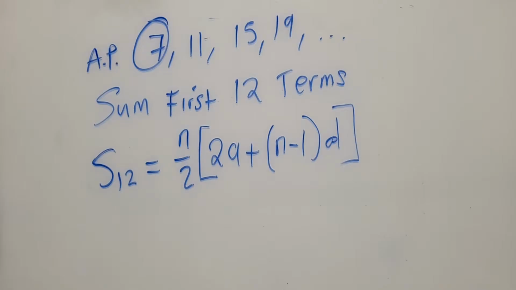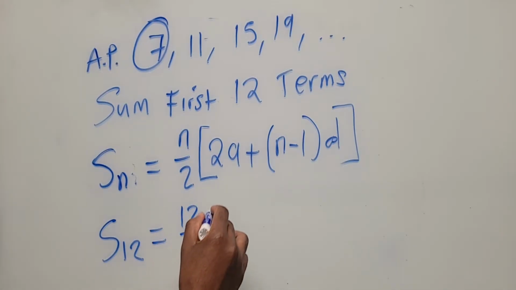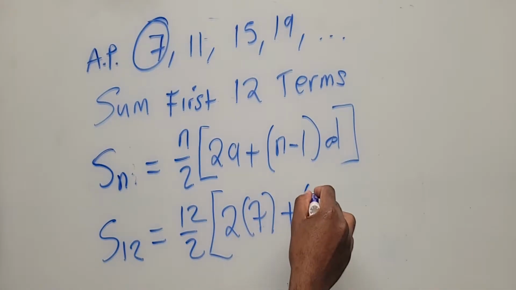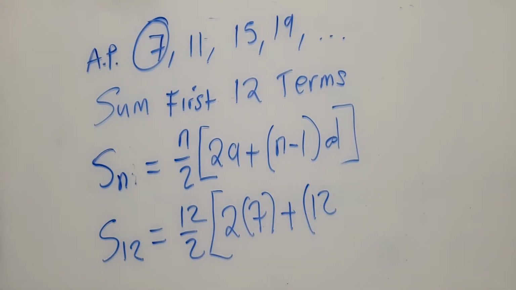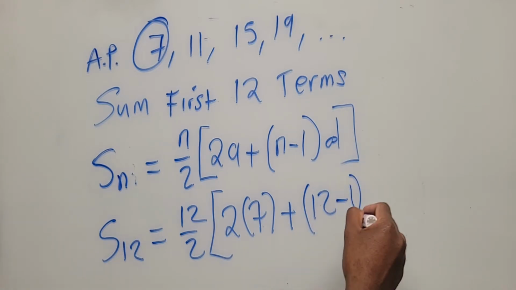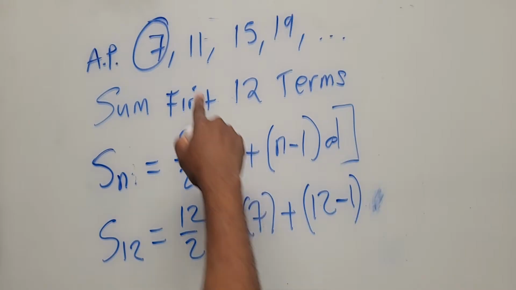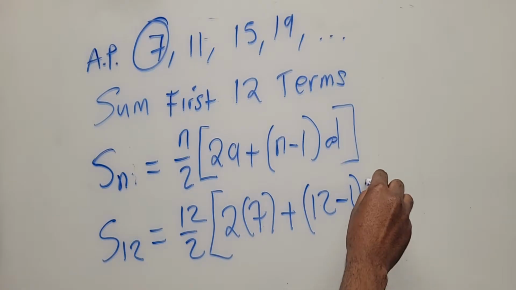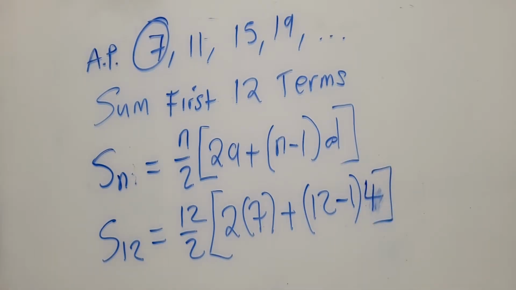Okay, so let us go ahead and substitute. Actually, I was supposed to write Sn, that is just for general n. Then S12 is 12 over 2, then 2 multiplied by 7 plus, this is the 12th term, so 12 minus 1, then I multiply by d. We said 11 minus 7 is 4, 15 minus 11 is 4, so the common difference is 4.